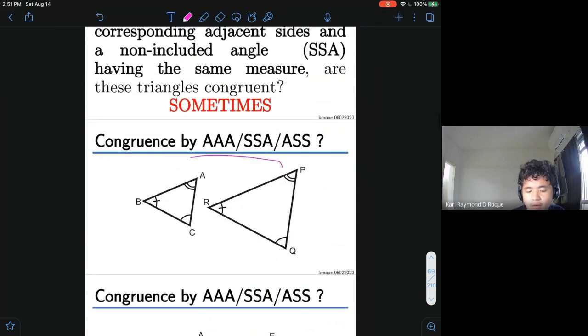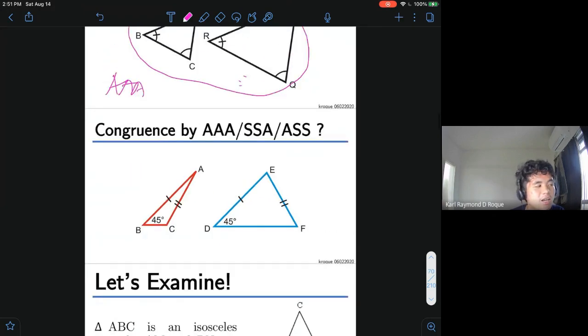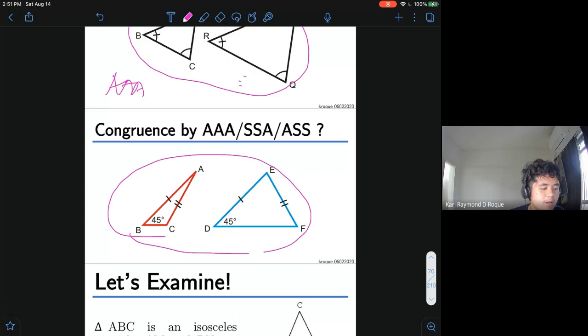Yes, if ganito yung... okay, let's see, let's examine. Ito yung AAA. Of course, hindi. Pero similar triangles yan, we will see later. Next. Ito yung isang argument. Example, counter example. To prove something is not true, we use a counter example.